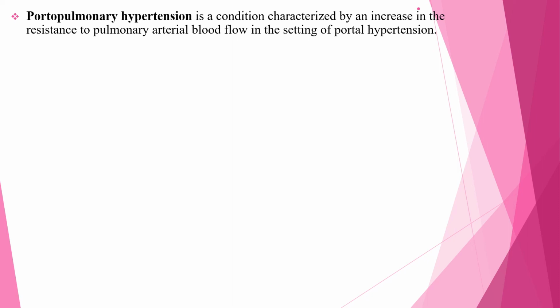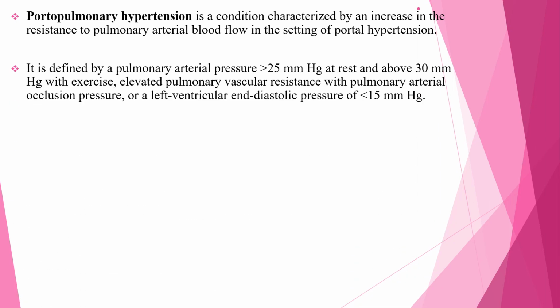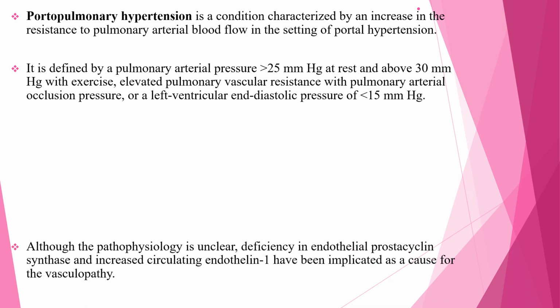Portopulmonary hypertension is a condition characterized by an increase in the resistance to pulmonary arterial blood flow in the setting of portal hypertension. It is defined by a pulmonary arterial pressure more than 25 mm of mercury at rest and above 30 mm of mercury with exercise, elevated pulmonary vascular resistance with pulmonary arterial occlusion pressure, or left ventricular end-diastolic pressure of less than 15 mm of mercury.